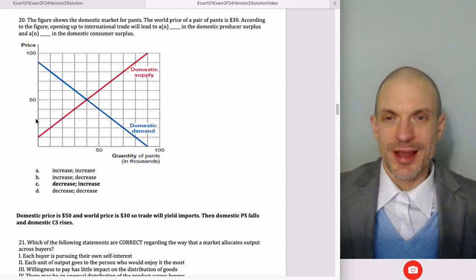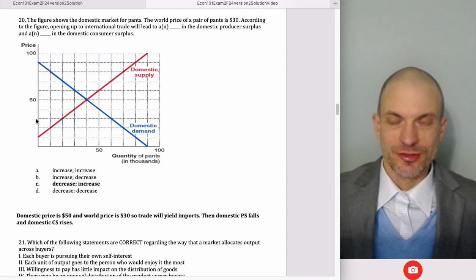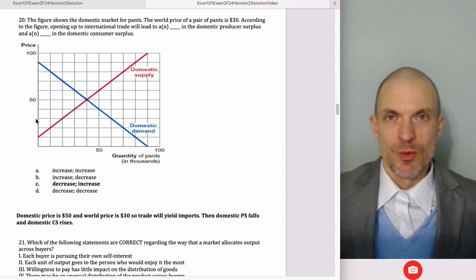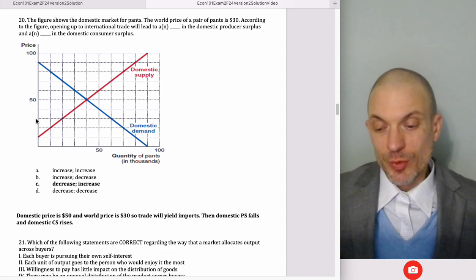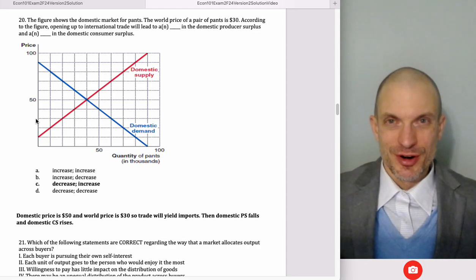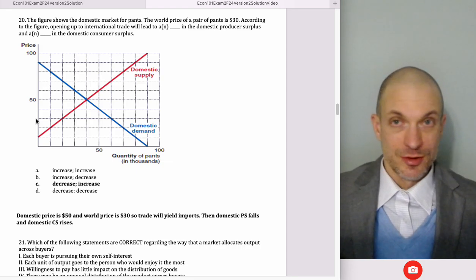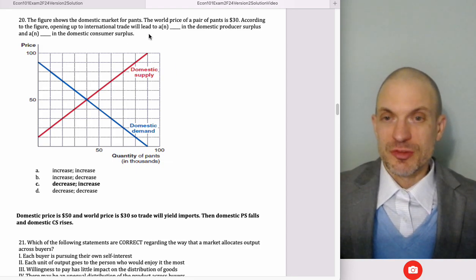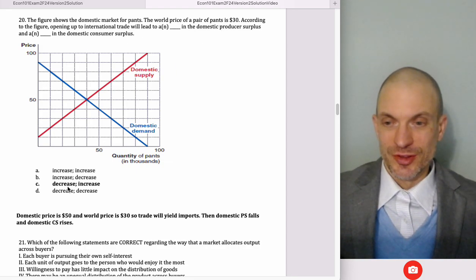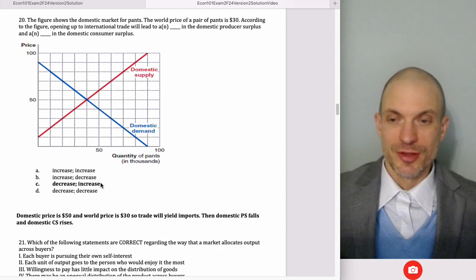We just have to recognize that because the world price is below the domestic price, this is a country that's going to want to import. Well, when you import, that's good for consumers, that's bad for producers, domestically anyway. And so we're going to expect domestic producer surplus is going to decrease and domestic consumer surplus is going to increase.